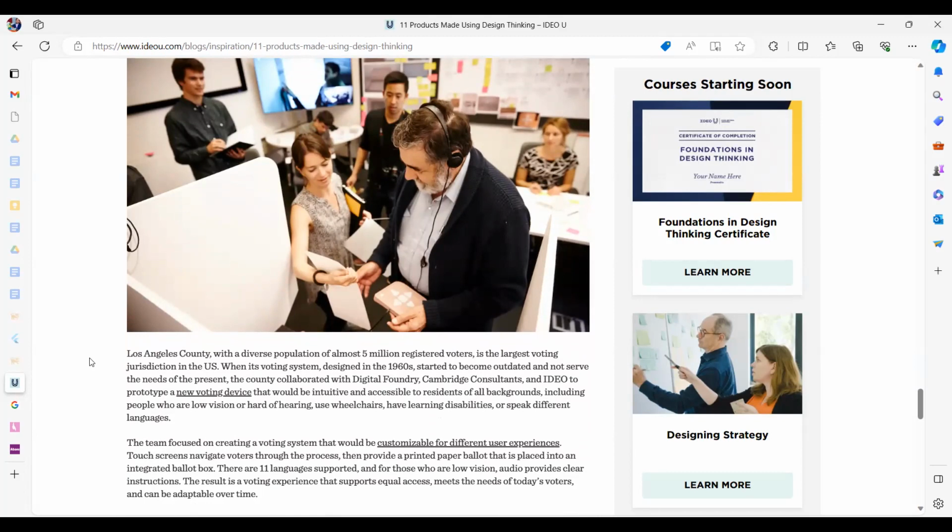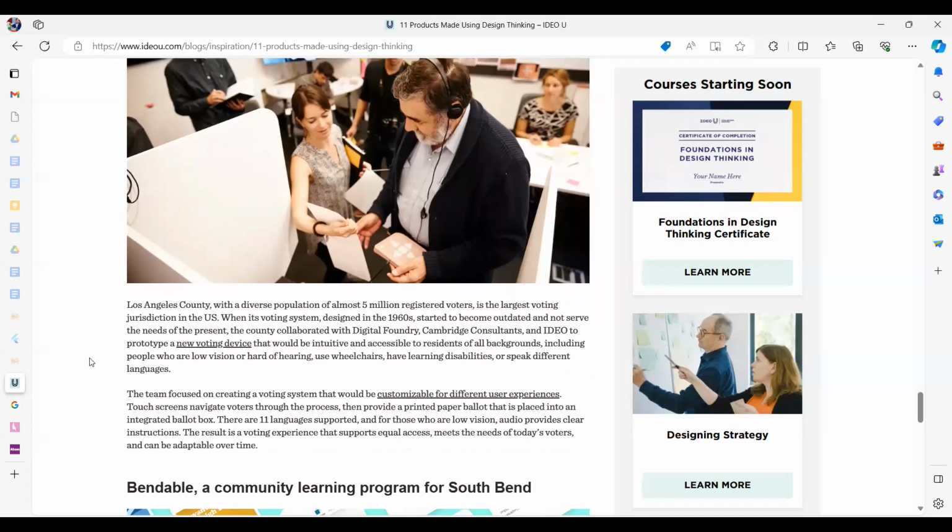So here in the US, they wanted to come up with a very simple voting device. Touchscreen navigation guides voters through the process, then provides a printed paper ballot that is placed into an integrated ballot box. There are 11 languages supported, and for those who have low vision, audio provides clear instructions. So they still take the paper out, but you can look at the Indian example where it is completely machine based. So you use the machine to give the vote so that the result is instant.